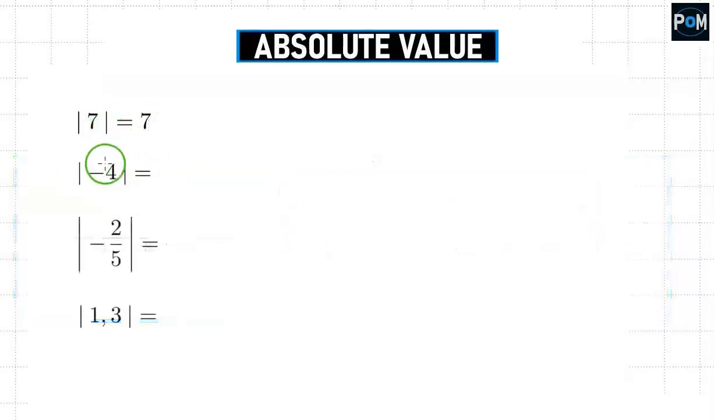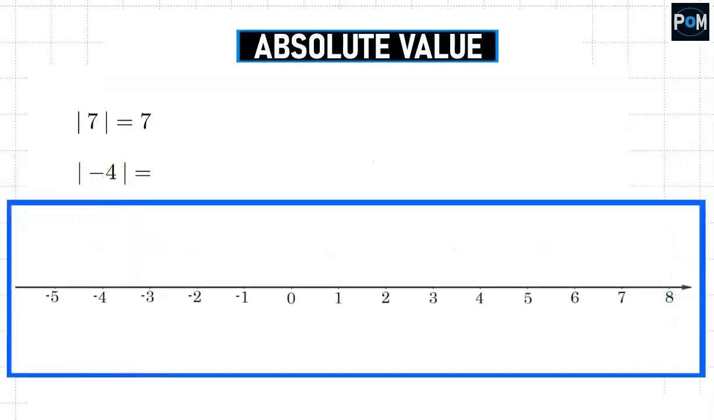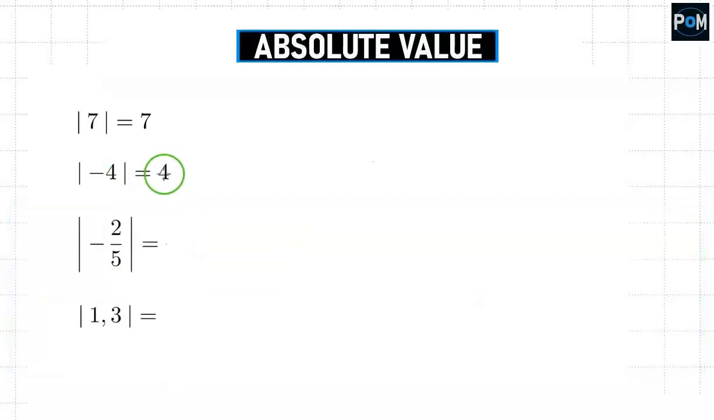Now the absolute value of -4. Again, let's look at the number line. The number -4 is here, and the number 0 is here. So the distance of the number -4 from 0 is 4. Therefore, the absolute value of -4 is simply 4. The result cannot be a negative number when calculating the absolute value.